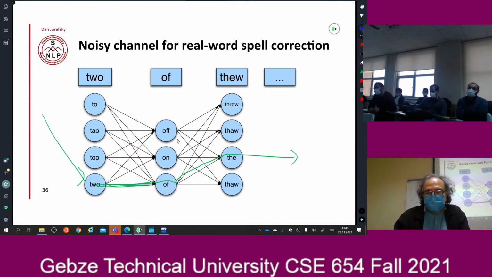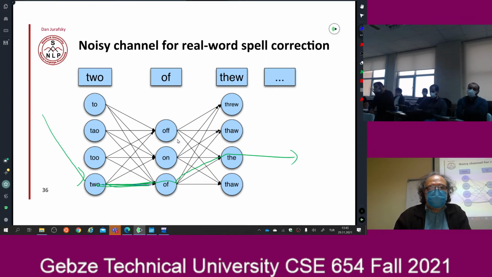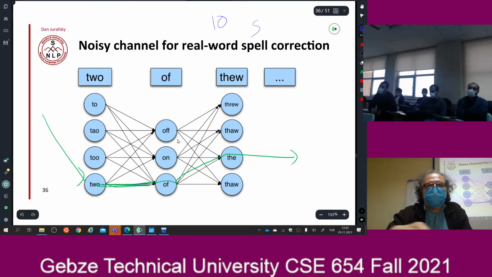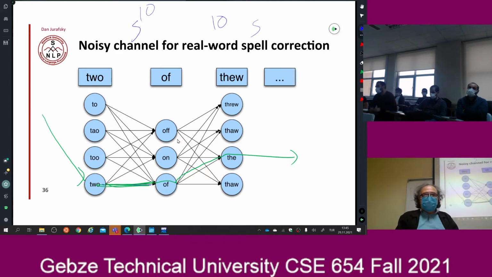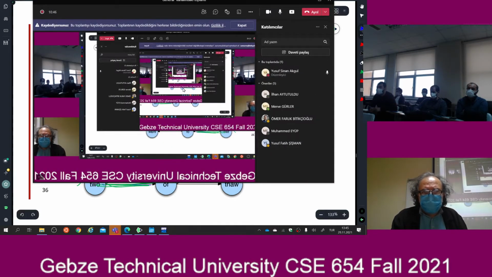But the thing is this: with the two, I can have any of these. So there might be maybe 10 alternatives for the two. With the of, again, the same thing. So if I have 10 words in a sentence, and for each word there are 5 possibilities, that makes 5 to the 10 different paths, right? If you don't know about it by now, what does this mean?